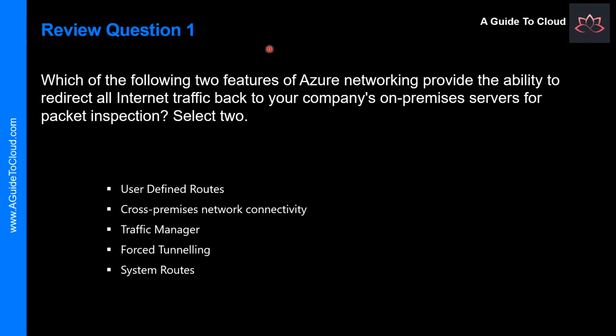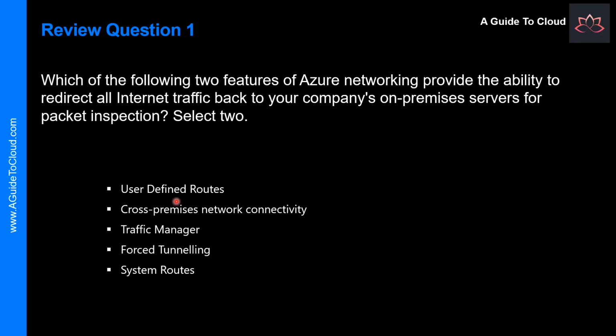Let's look at question number 1. Which of the following two features of Azure networking provide the ability to redirect all internet traffic back to your company's on-premises server for packet inspection? We need to select two answers, which is going to complete the whole solution. So what are these two features in Azure networking which can provide you this functionality?